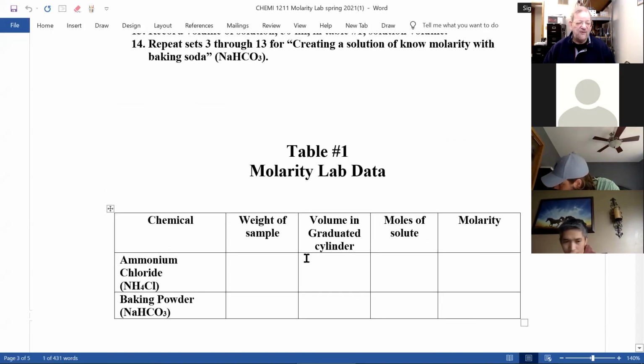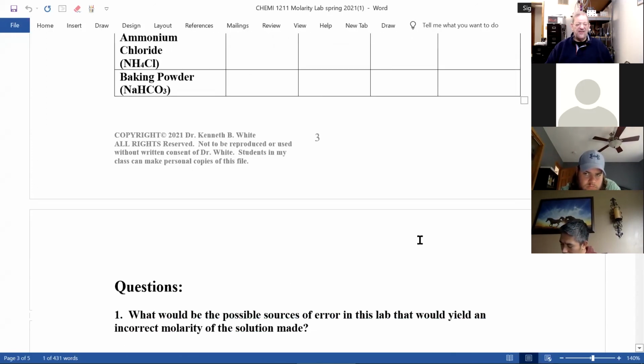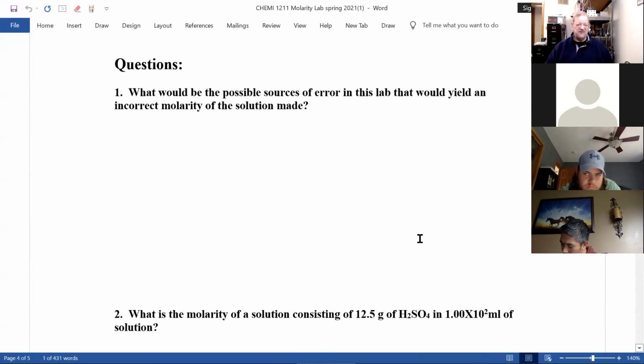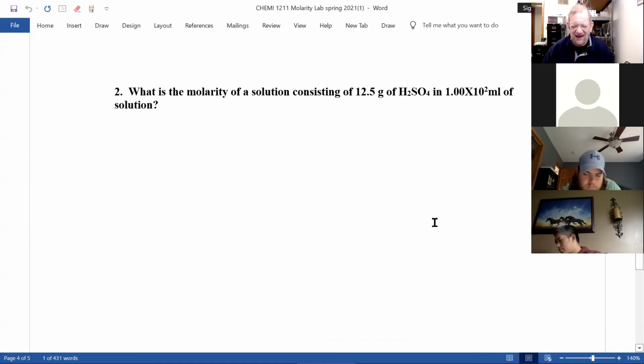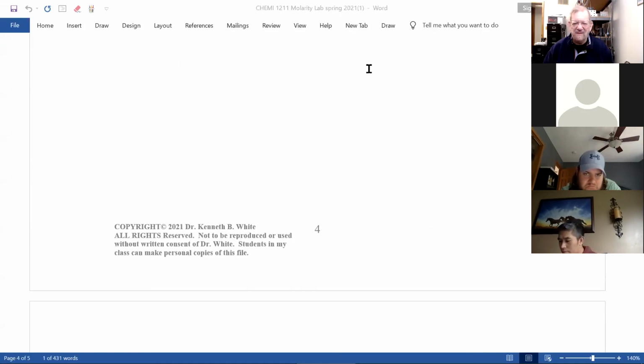Now, over here, when you do the ammonium chloride, I have a nice table for you. Weight of sample, the volume, moles of solute, and molarity. And you use formula 1 and 2 up above to do that. And then I've got some questions. And that's today's lab. And that's how you do molarity.